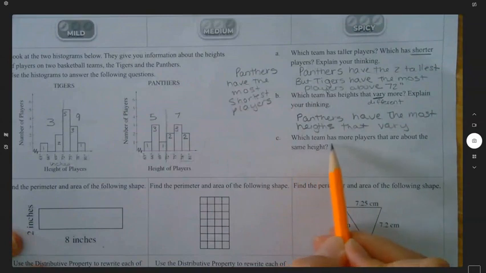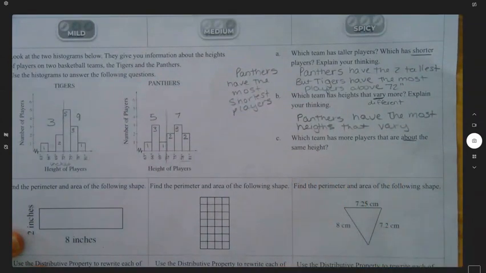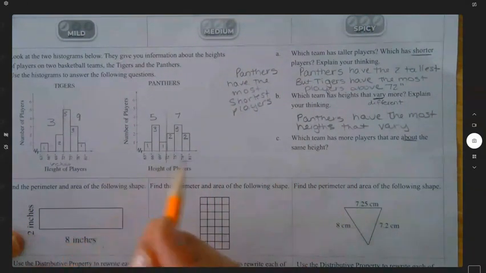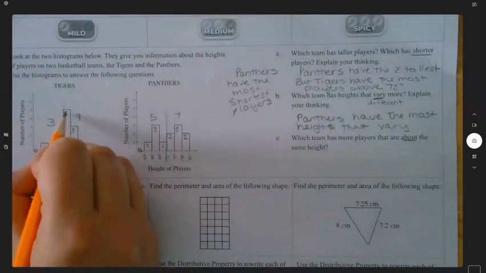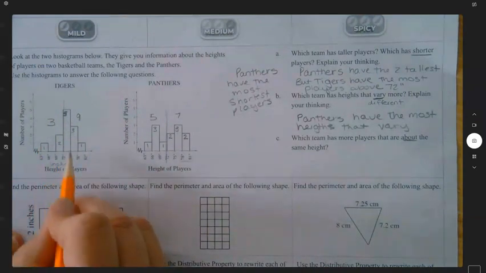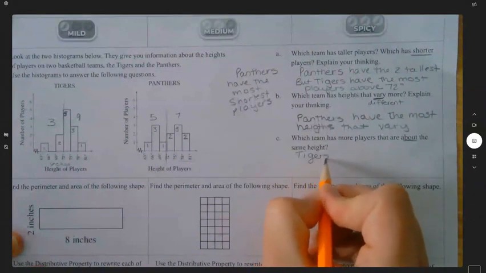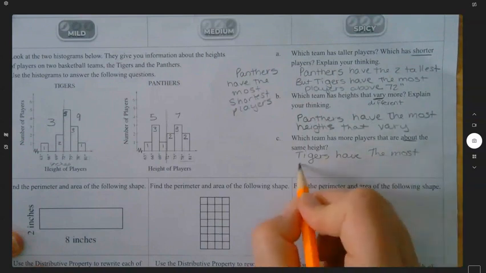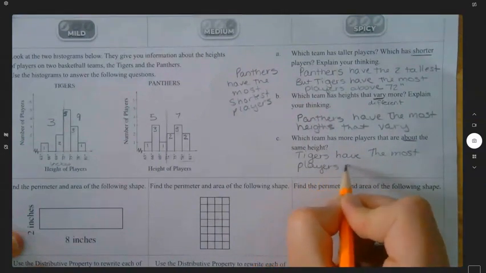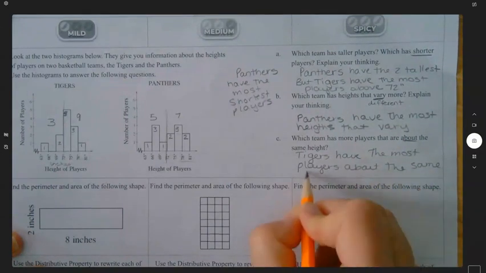And then down here, which team has more players that are about the same height? We kind of look for which one has the most, and we have 5 players that are about the same height, and that's the most out of all of them. So we have Tigers have the most players about the same height.